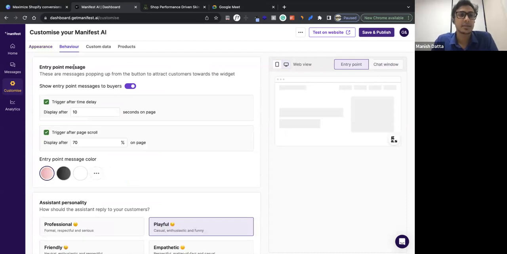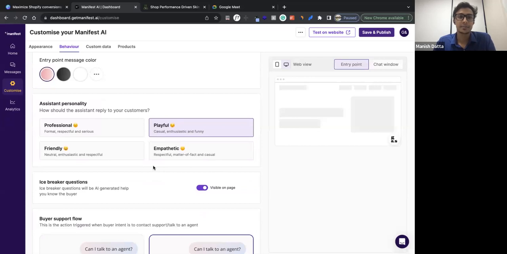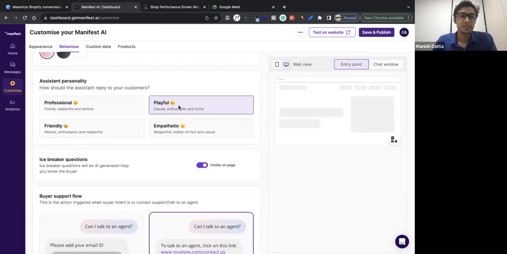Right, a few things in terms of what we call the behavior section. You can define any nudges you want to show to your buyers, and you get to define after what time duration or scroll duration you want to give that nudge to your buyers. You can also define the tonality of the assistant. For example, this is again a very hip skincare brand, and they wanted to go with a playful tonality. But again, this entirely depends on your brand, how you want to position yourself. You can choose from professional, friendly, empathetic, whatever is in line with your brand.